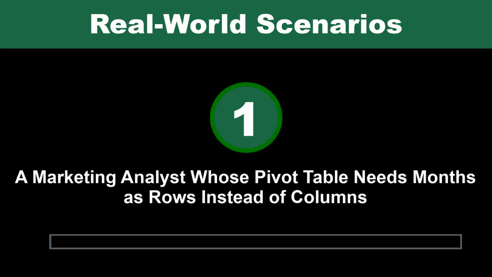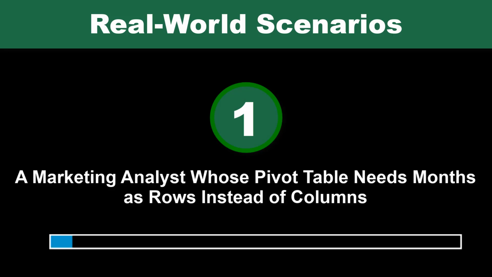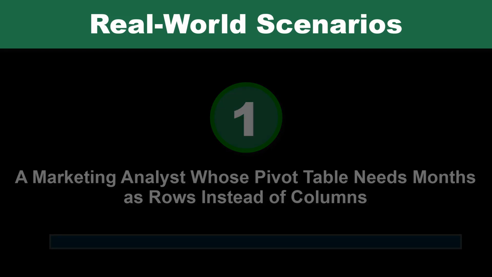A marketing analyst whose pivot table needs months as rows instead of columns. A marketing analyst built a performance report in Excel with months across the top as column headers and metrics going down the rows. Her dashboard tool required the opposite orientation, months as rows and metrics as columns. Manually restructuring the entire table would have taken an hour and risked data errors. Transpose Table flipped the entire table in one click. The result appeared on a new sheet, and she connected the dashboard tool to it immediately.